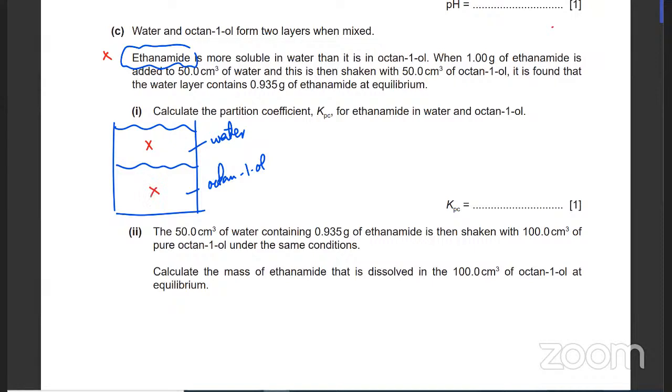So he's saying 1 gram of ethanamide is added to 50 cm³ of water. So the volume of water is 50 cm³, and he ended up adding exactly 1 gram, right? In the water layer. And it's then shaken with 50 cm³ of octan-1-ol. So what will happen is that of the 1 gram of ethanamide, some of it, let's say X grams, will dissolve in the other layer.